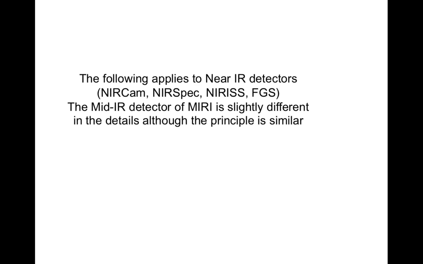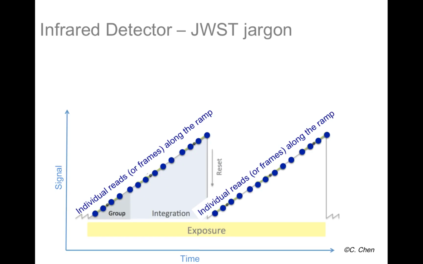All right, so what follows applies to near-infrared detectors, the NIRCam, NIRSpec, NIRISS, and FGS detectors, but the MIRI detector is a mid-infrared detector, and it's slightly different. The jargon, the JWST jargon, is the same, but the exact process is a bit different. But basically, here's where the James Webb jargon starts.